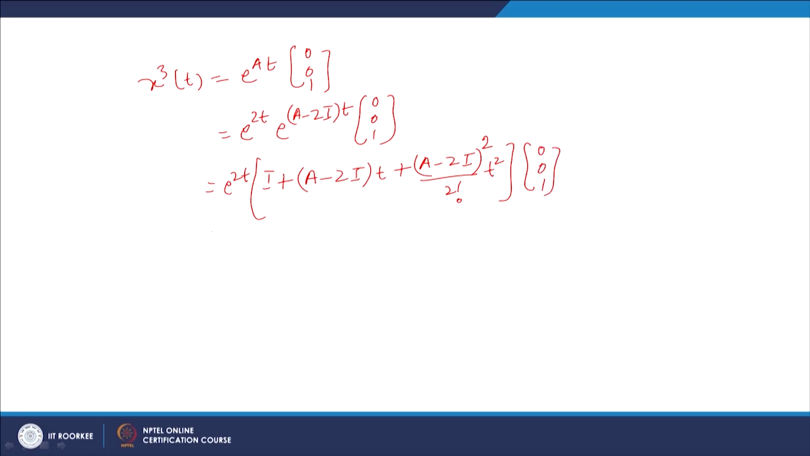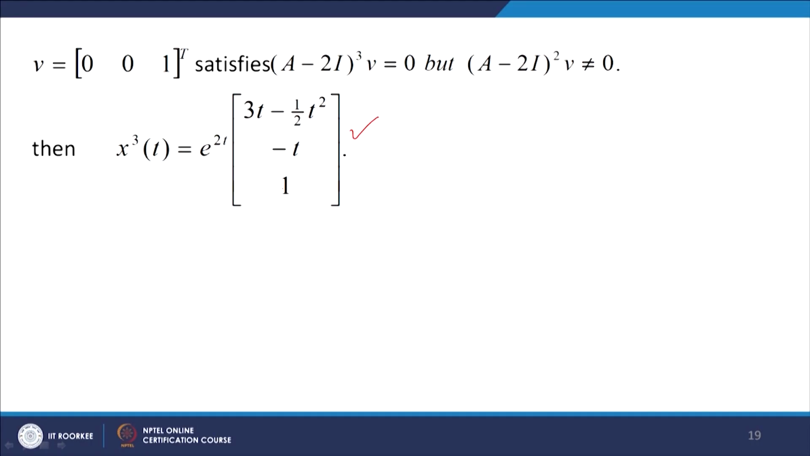So, you know the value of the matrix A minus 2I, you also know (A minus 2I) whole square. So, substitute here, this I is the identity matrix. When you take the product of these two matrices, this matrix into 0 0 1, what we get is x3(t) as e to the power 2t times 3t minus half t square, minus t, 1. So, what we get is that x(t) is now a linear combination of these three linearly independent solutions x1(t), x2(t), x3(t).